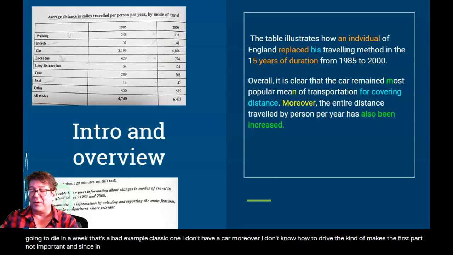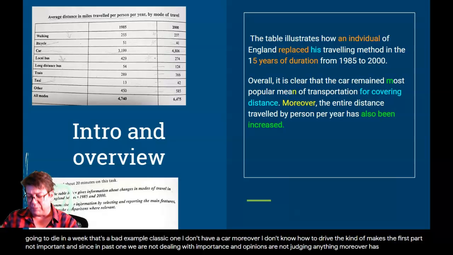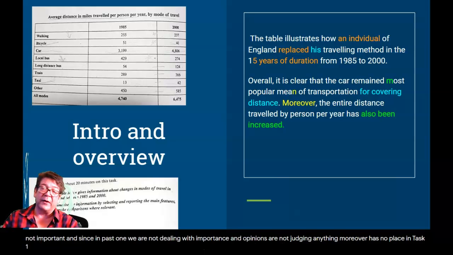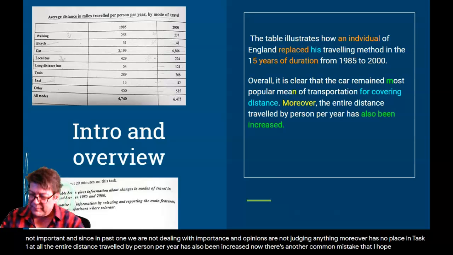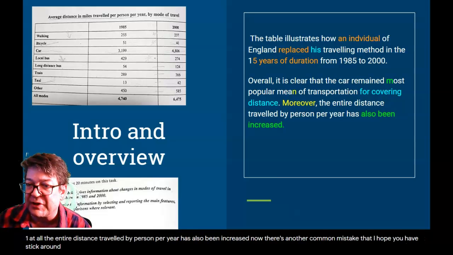And since in Task 1 we are not dealing with importance and opinions, we're not judging anything, "moreover" has no place in Task 1 at all. "The entire distance traveled by person per year has also been increased." Now here's another common mistake that I hope you will not make yourself.